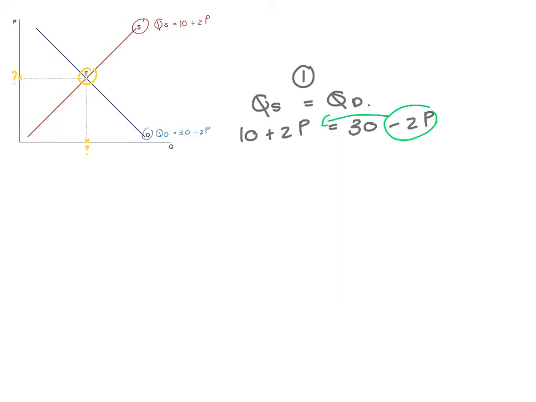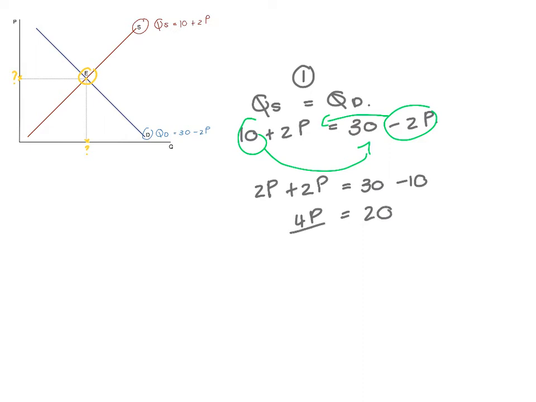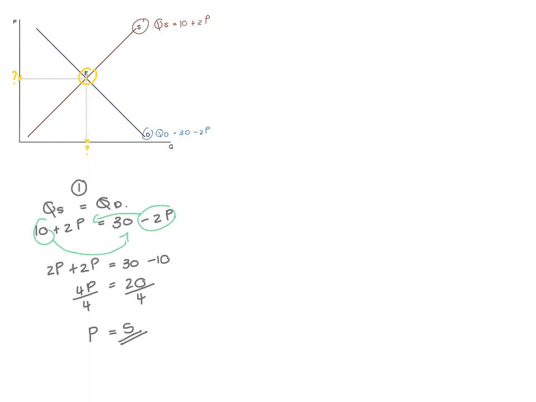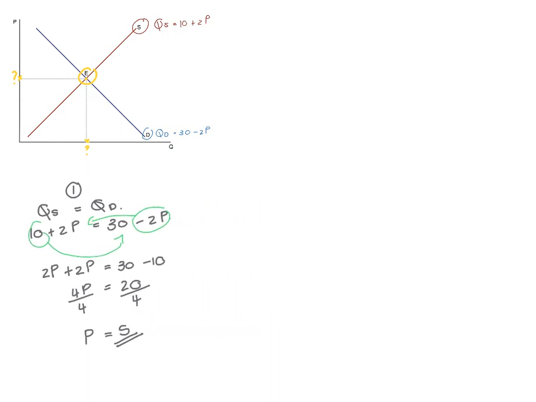In order to solve for p, we will take our minus 2p to the left and our 10 to the right, this giving us 2p plus 2p equal to 30 minus 10. 2p plus 2p gives us 4p equal to 30 minus 10, which is 20. We will divide both sides by 4 in order to solve for p. Our final answer for p is therefore 5. Step 1 done.